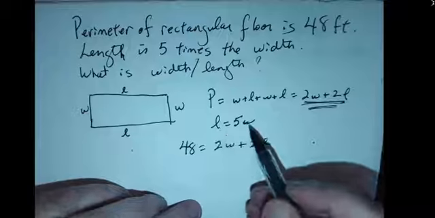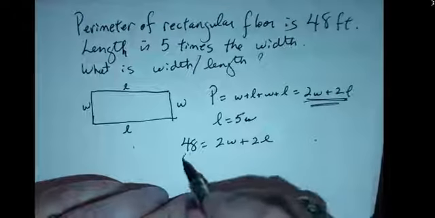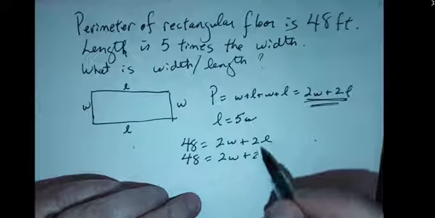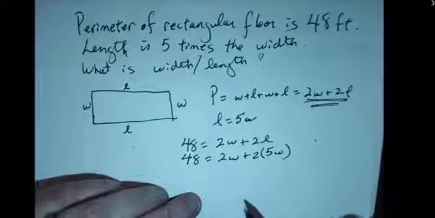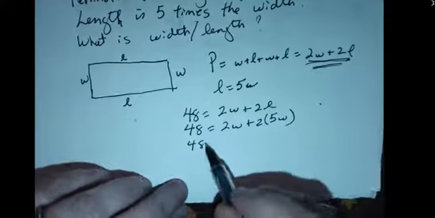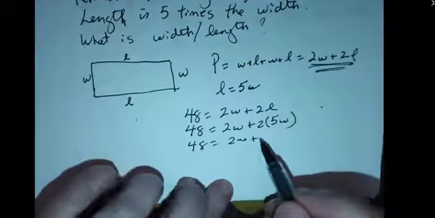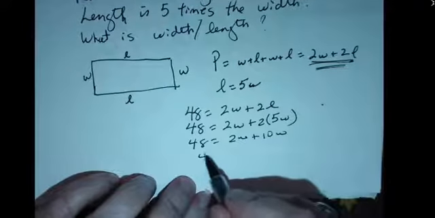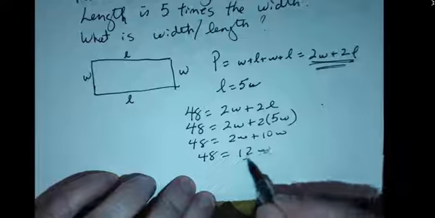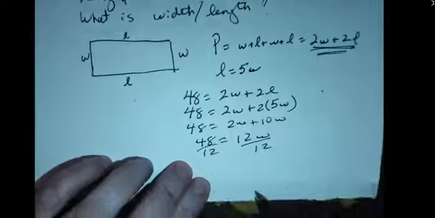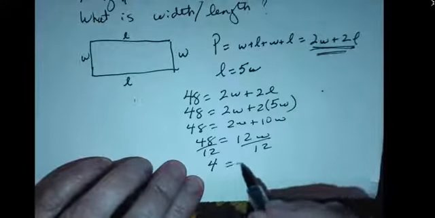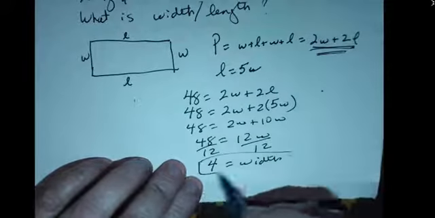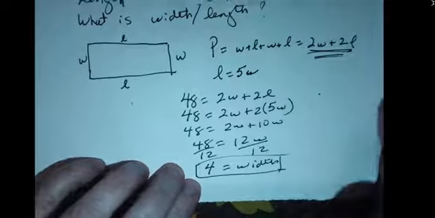But we have that the length is 5 times the width. So I'm going to replace L with 5W. So I have 48 equals 2W plus 10W, so 48 equals 12W. Then divide both sides by 12. And so the width is going to be 4 feet.